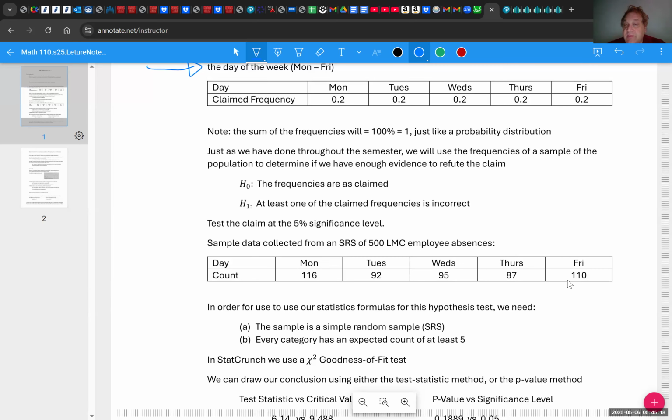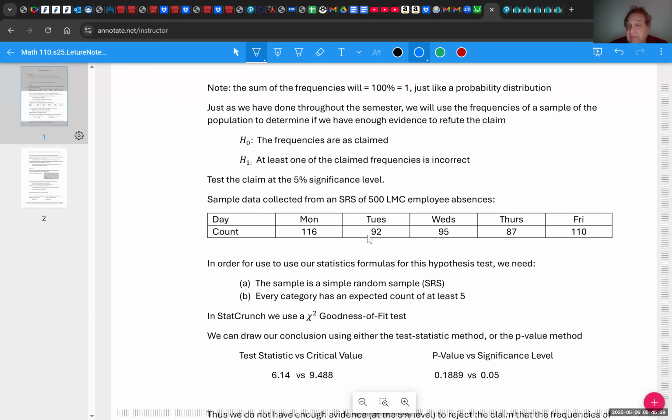Just as a note, there are requirements for every formula to be correct in statistics. We just can't use formulas whenever we feel like it. There are requirements for when the formulas actually give you reasonably correct answers. For a fit for the claimed frequencies, the requirements are we need a simple random sample and that each category has an expected count of at least 5. Now, all these counts here for Monday through Friday are at least 5, but please note that it doesn't say that the sample counts are at least 5. It says the expected counts are at least 5. So what's the difference there?